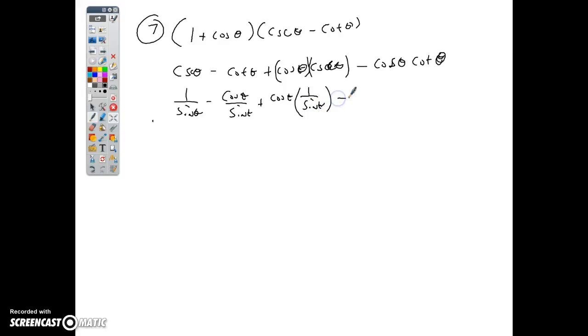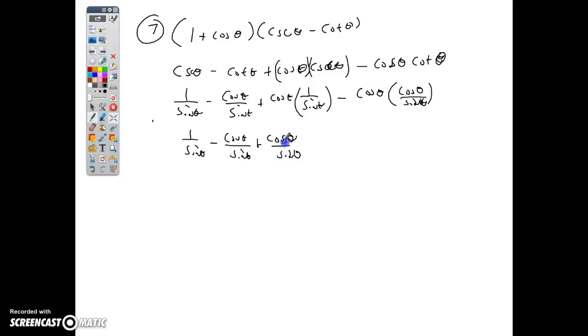1 minus cos squared theta over sine. Now, there is no simplification here for algebra, so what do we do next? Change everything to sines and cosines. This is 1 over sine theta minus cosine theta over sine theta plus cosine theta times 1 over sine theta. Minus cosine over sine, yes. I'm just doing it slowly. So now I'm going to simplify the best I can.